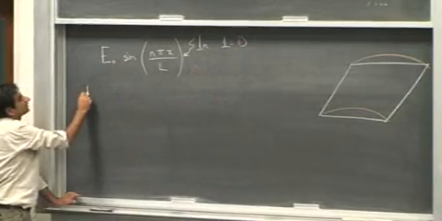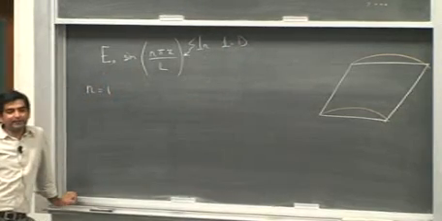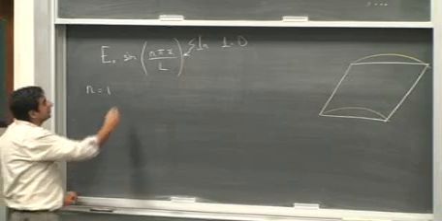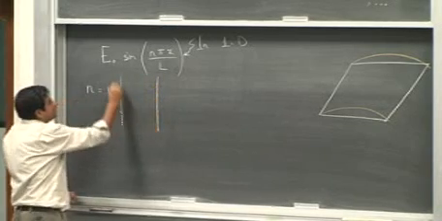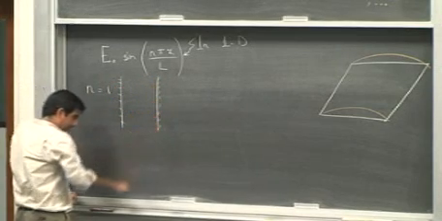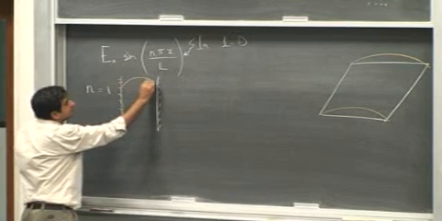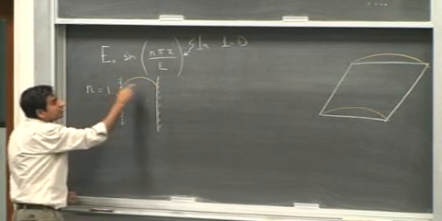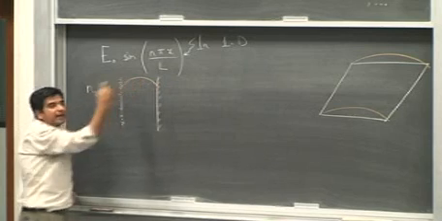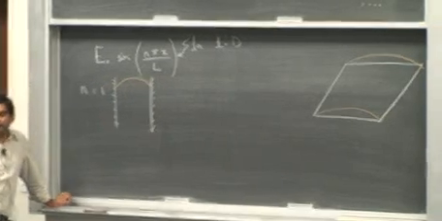Now when n equals 1, there is only one kind of n here. There is only an nx, one kind of n. When n equals 1, your standing wave pattern looks like this. There are nodes here and one anti-node in the center. This is the standing wave pattern of the fundamental.